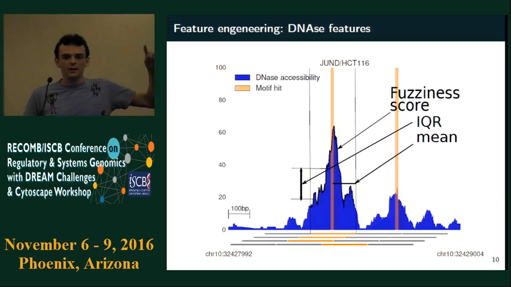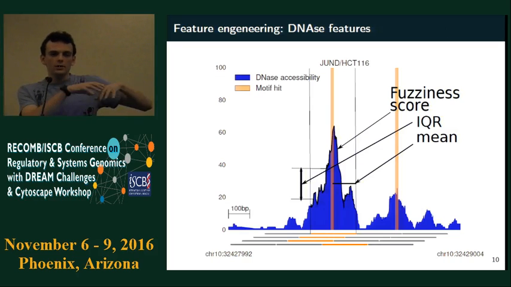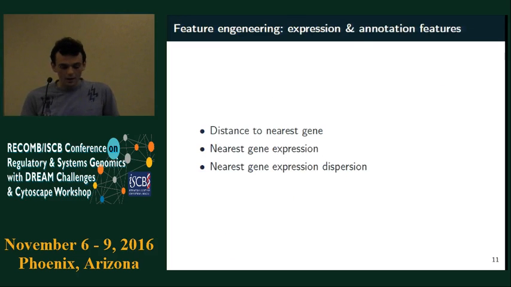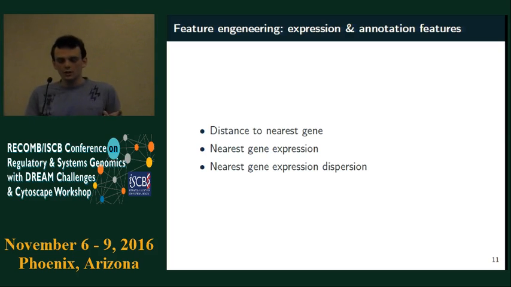From DNA accessibility data, we have the mean, we have the interquantile range, and we have some score that describes the fuzziness of the profile in an interval. We also had some features that tried to catch footprints in DNA accessibility data from bound transcription factors, but I won't stop on that. A transcription factor is known to bind promoter regions and to affect translation. So we have the distance to the nearest gene, we have the expression of the nearest gene, and we have the dispersion of expression of the nearest gene across given cell types. That's our features from expression and annotation.